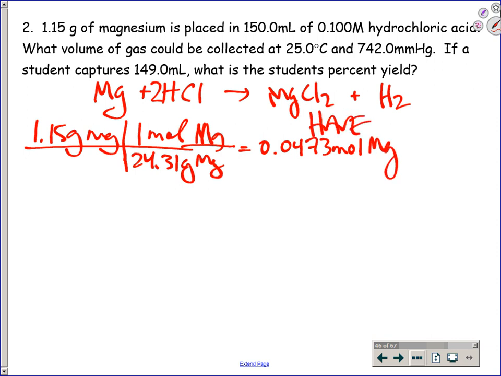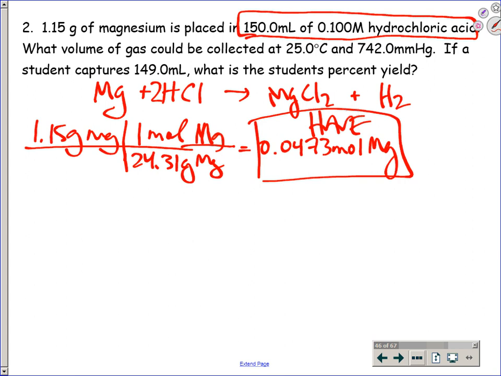This is a throwback to limiting reagent, so this is the language that we like to use for that. Okay, so thank you. You're off the hook. I need somebody else. I need to use this information about hydrochloric acid. How am I going to use that information to get to moles that I have? Hannah?